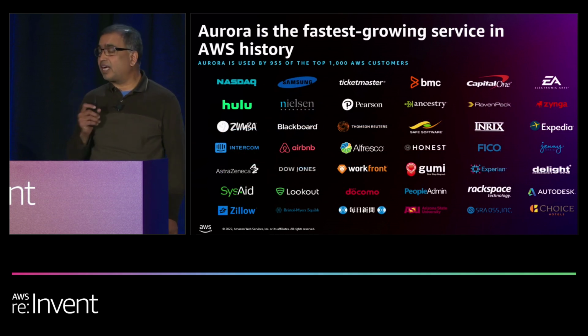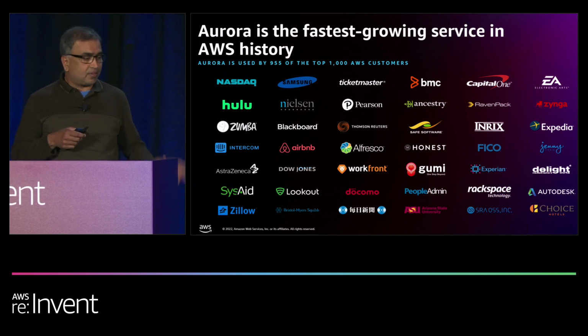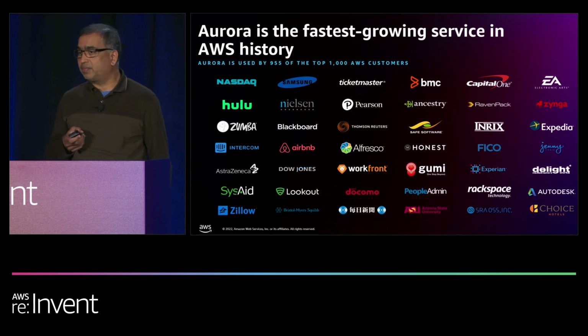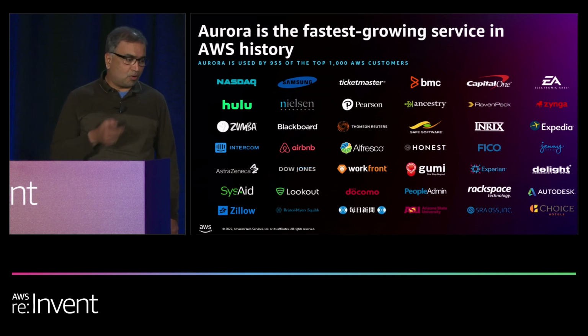This is one of the fastest growing services in AWS. As you see, these are some of the customers who are using Amazon Aurora. Out of 1,955 of our customers are using Amazon Aurora. I won't go over all the list, as we have several of them.